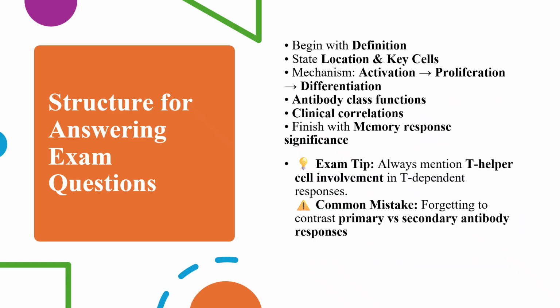Now let's discuss how you structure the answer for an exam question on this topic. The structure mirrors the natural logic of the immune response. You can begin with a definition. The tight, confident opening signals mastery right away. For example, humoral immunity refers to antibody-mediated adaptive defense in which B cells recognize antigen and differentiate into plasma cells that secrete antigen-specific antibodies. Beautiful.